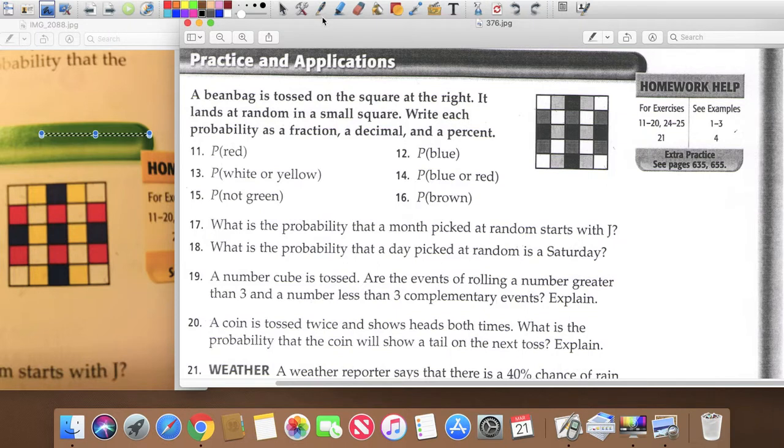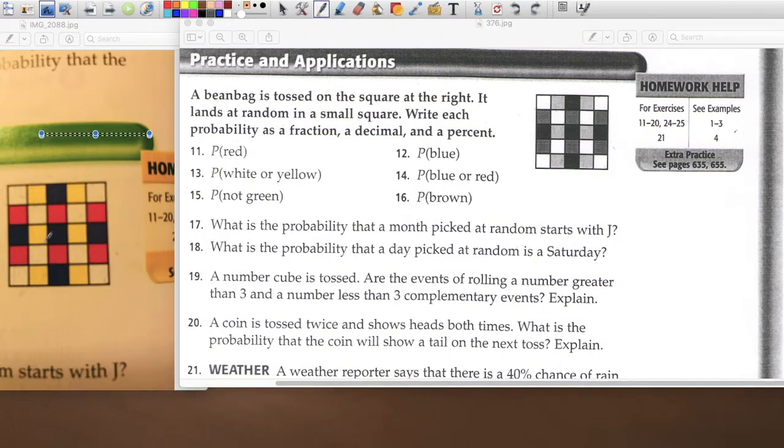So the first question says, what's the probability of red? Well, let's first find out how many there are. There's 1, 2, 3, 4, 5. There's 25 in total, so all of these will have a 25 as the denominator. What's the probability of getting a red? Well, there's 1, 2, 3, 4, 5, 6. So 6 out of 25.